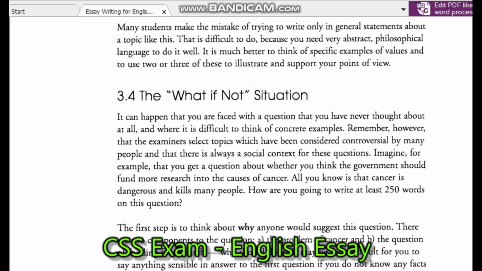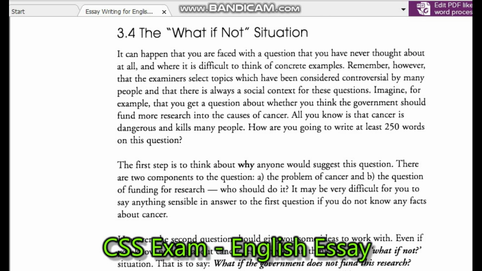Imagine, for example, that you get a question about whether you think the government should fund more research into the cause of cancer. All you know is that cancer is dangerous and kills many people. How are you going to write at least 250 words on this question?